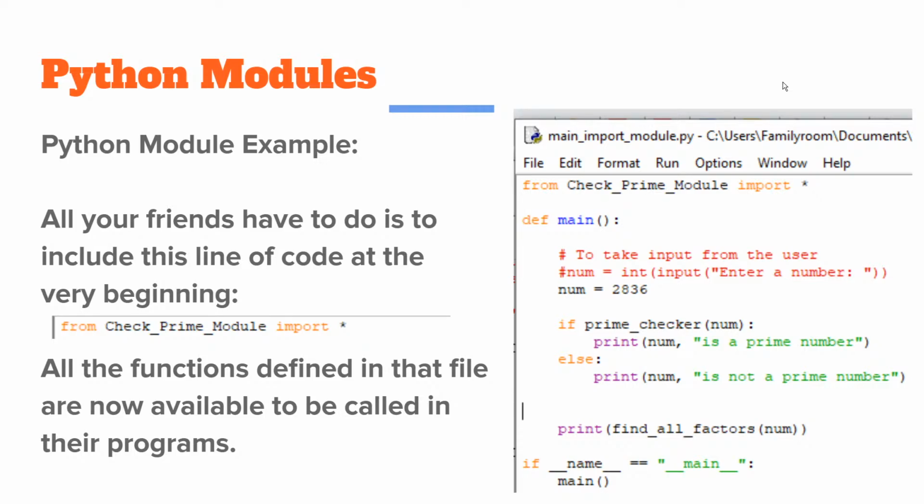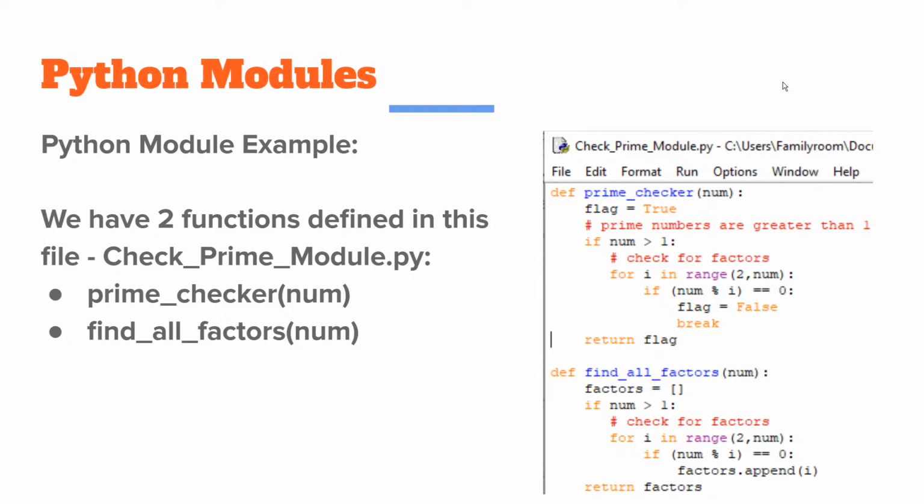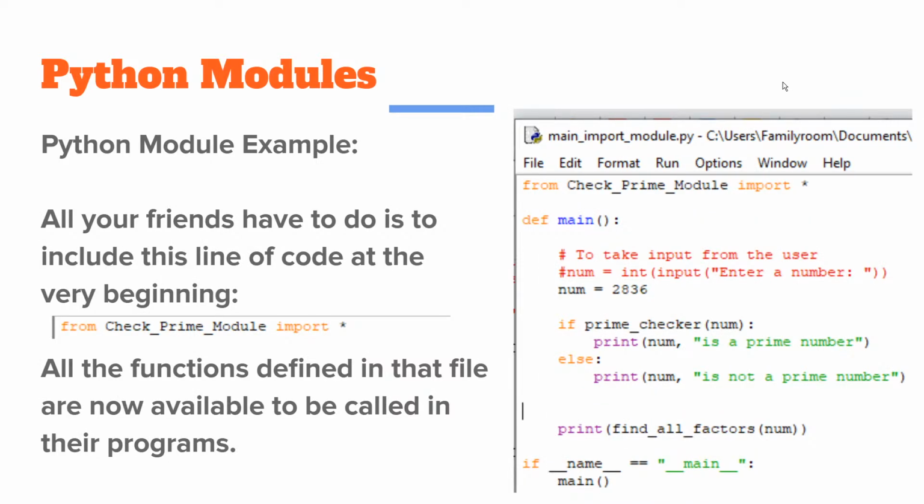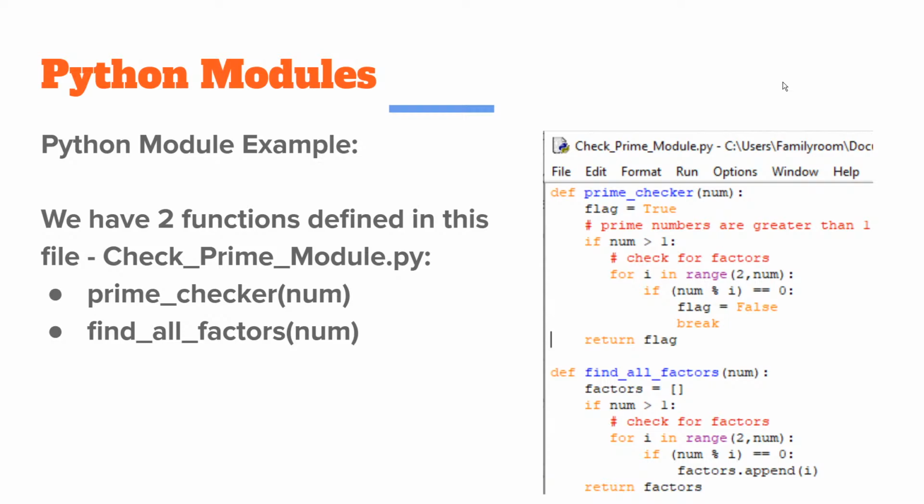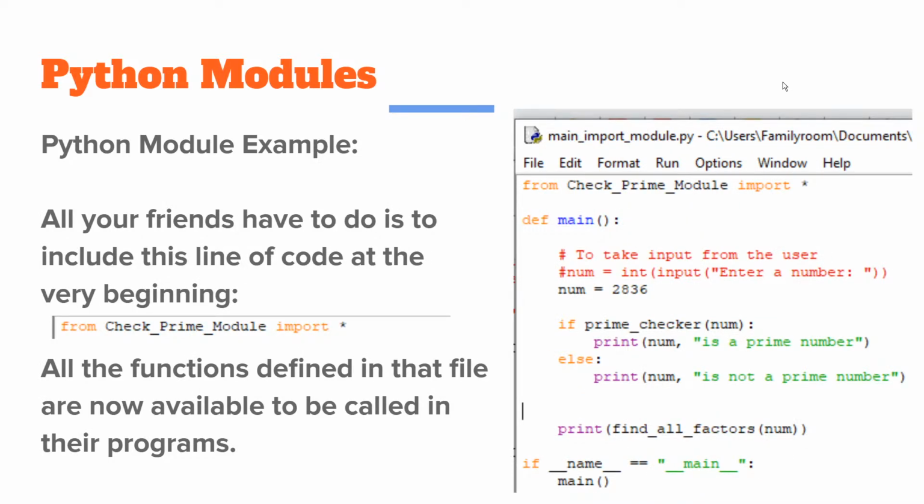And all of the functions that were defined in checkPrimeModule can now be called in this program called main import module. We can see we have prime checker num, right? There's no sign of prime checker num in this program, but if we see over here, we have prime checker as the first function, and that means that we can now call it. We see find all factors at the bottom as well, and we can see find all factors is in this program as well. So I'll let you guys look at these two slides a little.